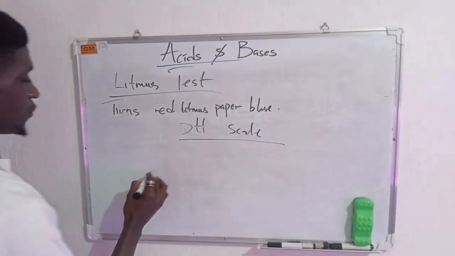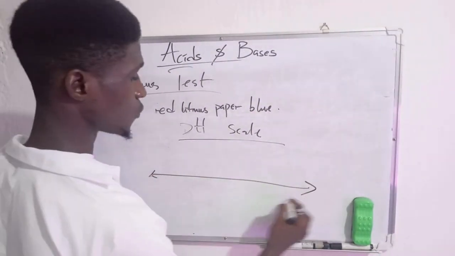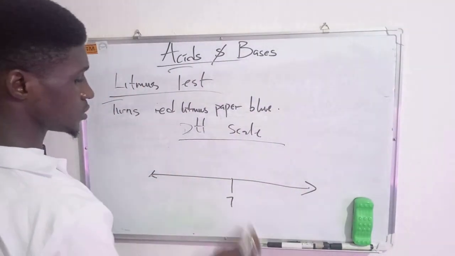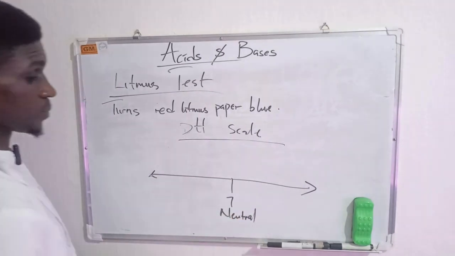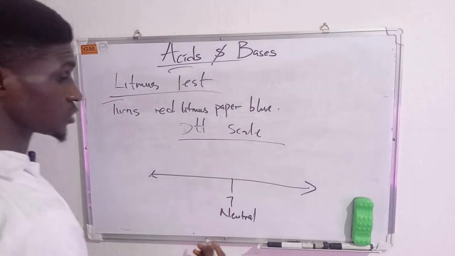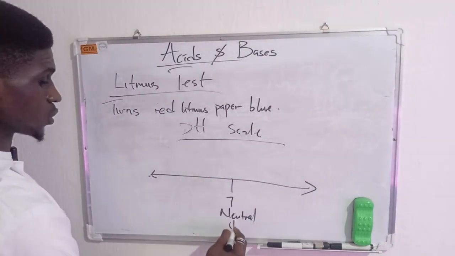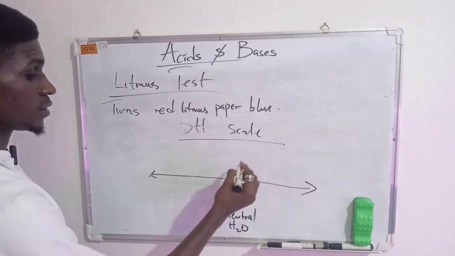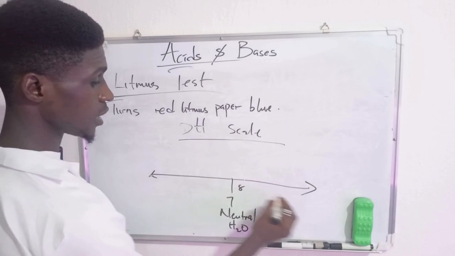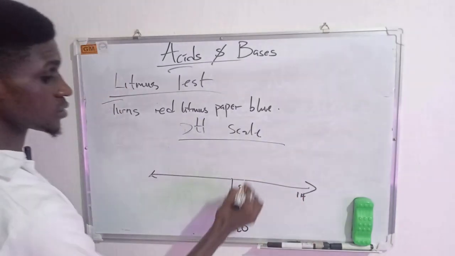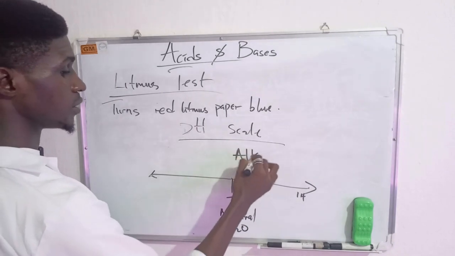like I have drawn before, this is 7 for neutral compounds that are neutral to pH. Example is water. Then when a substance is between 8 and 14, that substance is said to be alkaline.